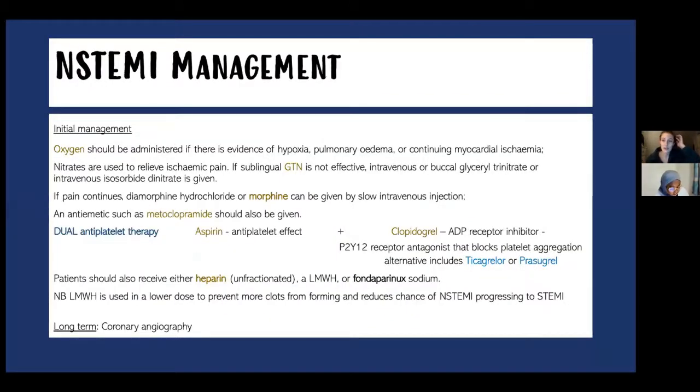And then that's just another overview, slightly repeated. So it's again following the same generic steps: starting oxygen if they're hypoxic, nitrates if their GTN isn't effective. That's Katie's question from before.